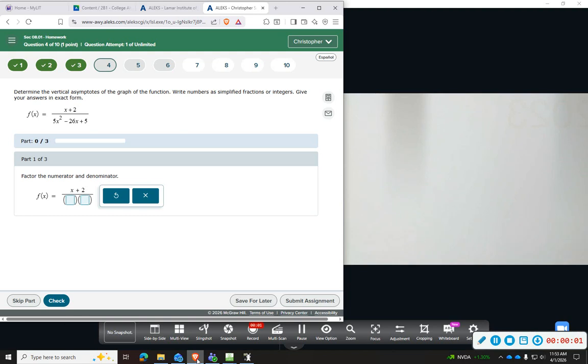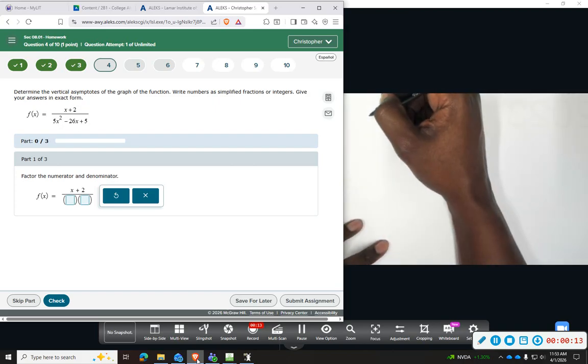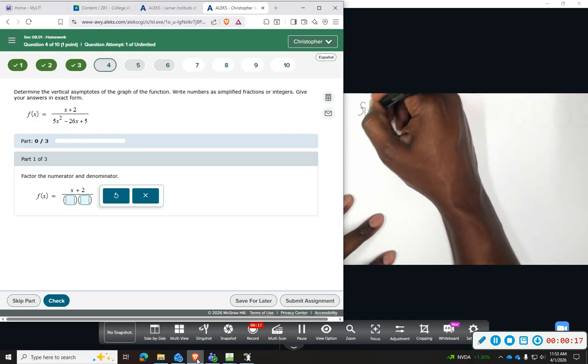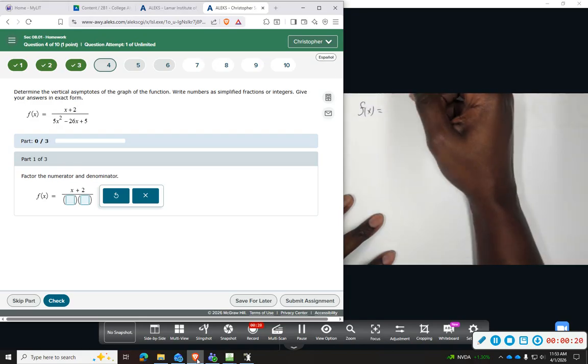All right, question number 4, we want to determine the vertical asymptotes of the graph of the function. We're going to write the numbers as a simplified fraction or integers, and we're going to give the exact form. So vertical asymptotes, we're going to focus on the denominator, and we're going to factor the denominator.